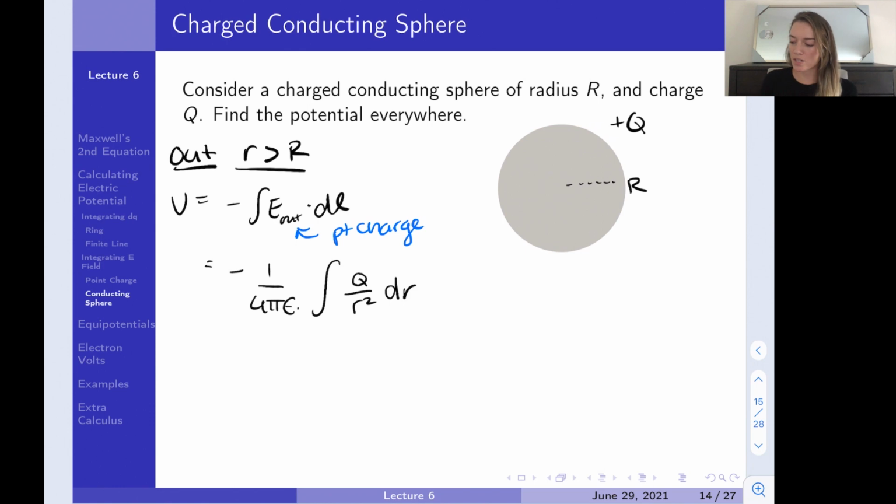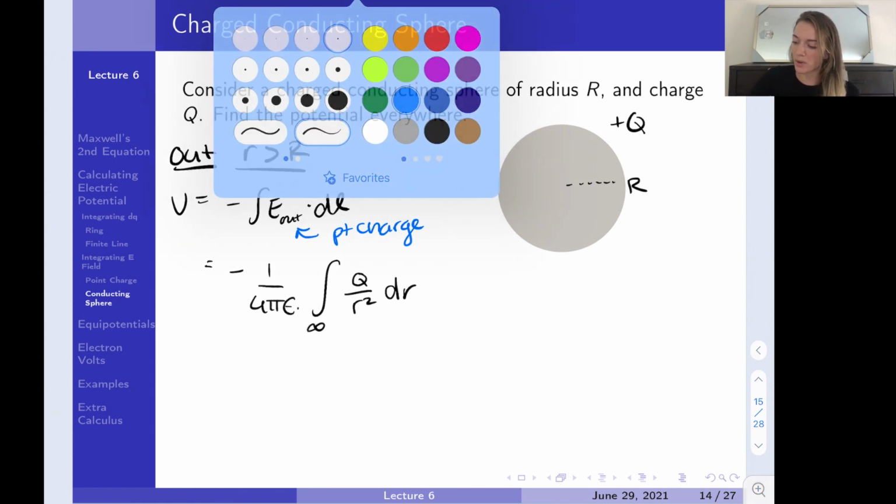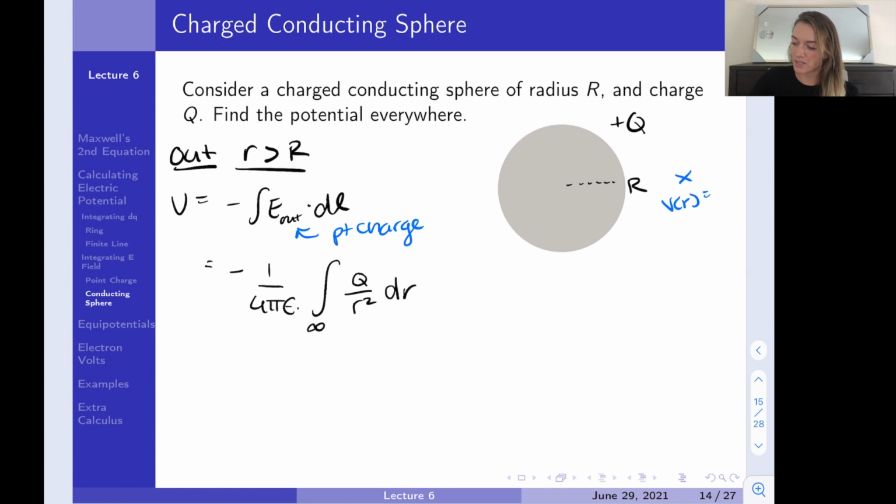So now what are my limits of integration? Well, I'm going to start at infinity, my reference point, and integrate all the way to whatever point out here I'm looking for the potential. So this is at some point r. So I'm integrating to r. Okay, so let's integrate this. We're going to have the exact same thing happen as in the previous problem: when we do this integral, we end up with a positive 1 over 4 pi epsilon naught Q over r. And so this is now our potential outside the sphere, so I'll call that V out.